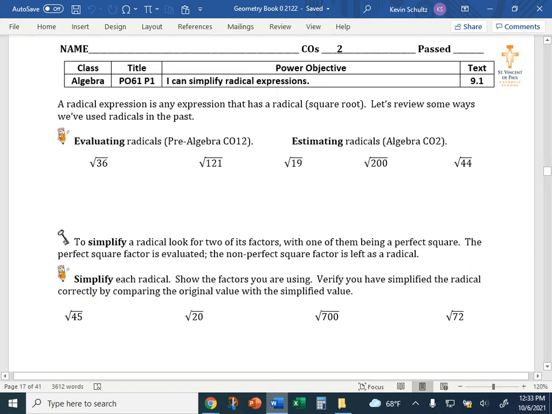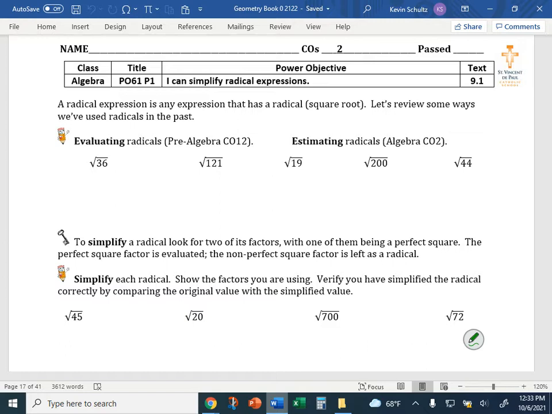And good day, geometry. We're starting our last algebra unit, which is on square roots. We just spent a unit on exponents, so it only seems fitting that our next unit would be on radicals. So, stuff we've done with radicals before.